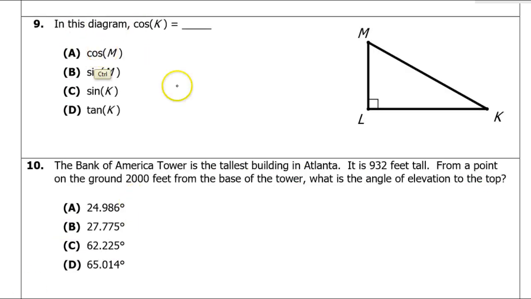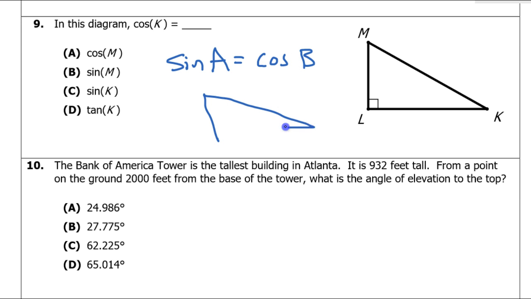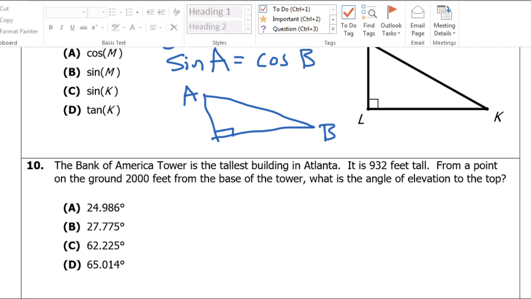All right, number 9 is a little bit different. We learned that the sine of one angle is always going to equal the cosine of another angle if we are talking about the two acute angles in a right triangle. So like if this is A and this is B, the sine of one angle is going to equal the cosine of the other angle. Or I could have said the cosine of A is going to equal the sine of B. The cosine of one angle is going to equal the sine of the other angle. So that's what we learned.